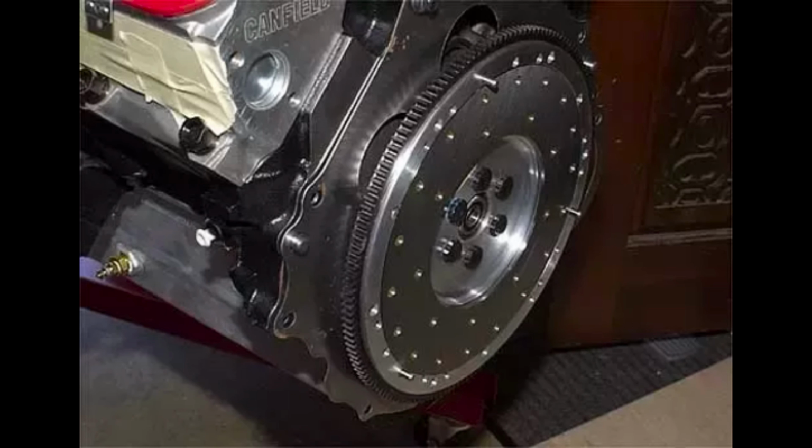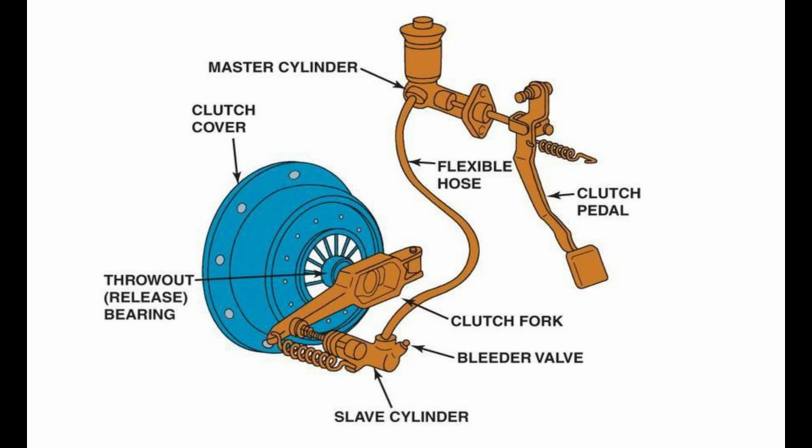Number 11. Flywheel. The flywheel is the part that is connected to the engine crankshaft at one end and the clutch plate at the other end. The flywheel is responsible for transferring the flow of power from the engine to the transmission through the clutch plate. So, those are the parts of the hydraulic clutch. This is now the construction of the whole hydraulic clutch assembly. I will show you now a video of how the hydraulic clutch assembly works.